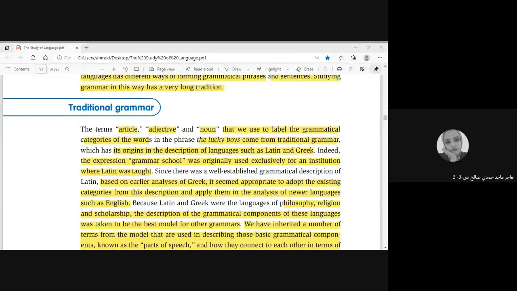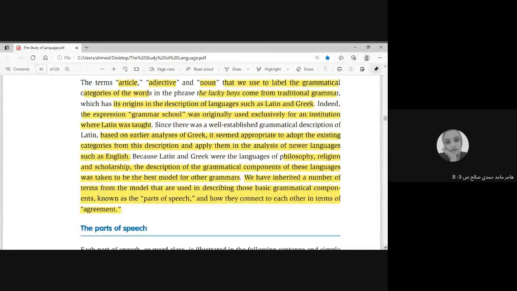Traditional grammar is a framework devised for the English language from the grammatical rules of Latin and Greek, because these languages have well-established grammatical descriptions. This grammatical description is then applied to languages such as English for analysis. The best-known term for the tradition is the description of the parts of speech. That's great. Okay, thank you very much.